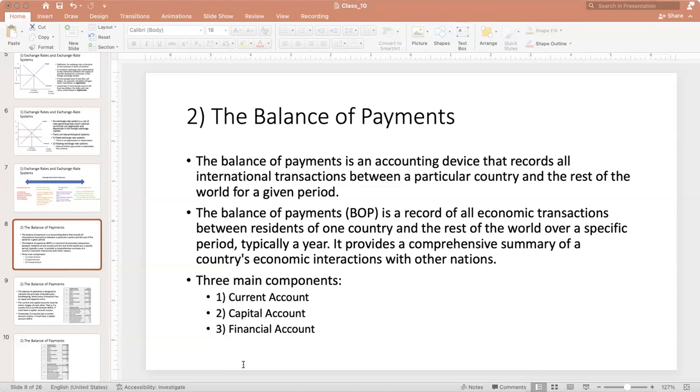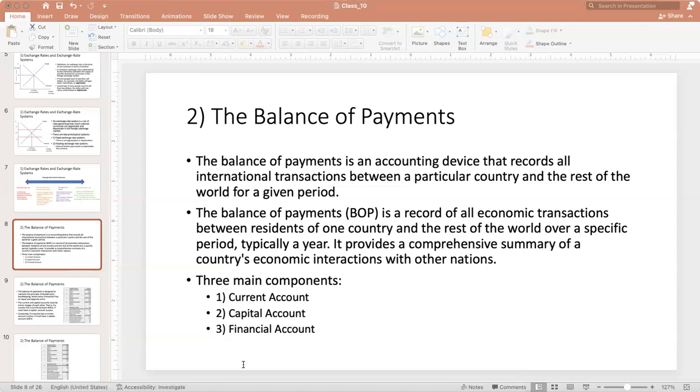Furthermore, the current and capital accounts must be mirror images of each other. If a country has a current account deficit, it must have a capital account surplus. Conversely, if a country has a current account surplus, it must have a capital account deficit.